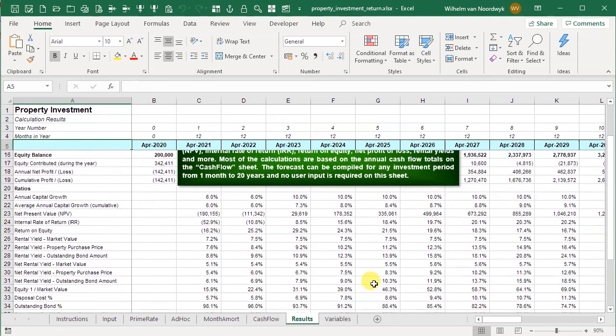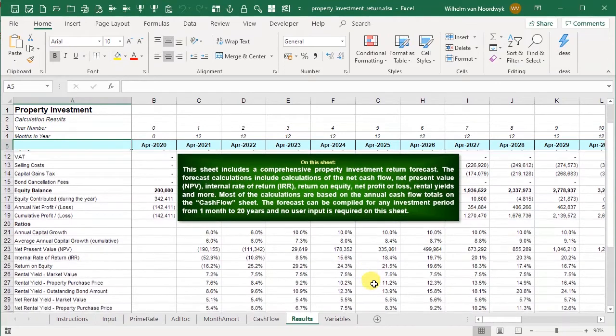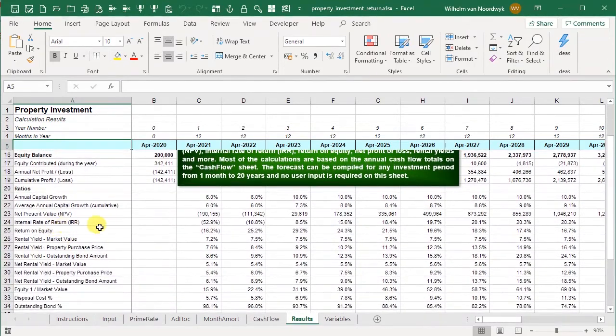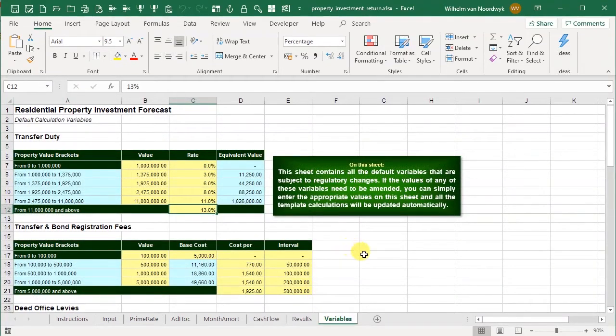So there's a lot of investment results here, the most important being probably the internal rate of return and also your return on equity for measuring your annual investment return, IRR for the overall investment return. So the last sheet is a variable sheet. This is used in some of the calculations.